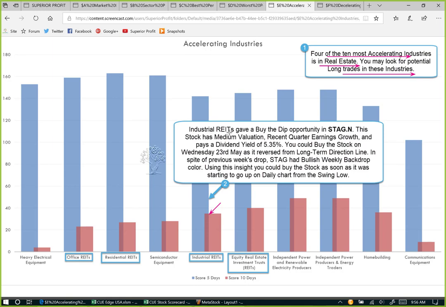Industrial REITs. Why I pick this is because we will see in the QH heat map, it was nicely transitioning in color. This gave a buy the dip opportunity in STAG. This stock has medium valuation, recent quarter earnings growth is pretty good and pays a nice dividend of 5.35%. You could buy the stock on this Wednesday, 23rd May, as it reversed from long-term direction line. In spite of previous week's drop, STAG had bullish weekly backdrop color. Using this insight, you could buy the stock as soon as it was starting to go up on daily chart from the swing low. Let's go to QH, look at this industry, drill down to the stock's fundamentals and then technicals, and explain how we could initiate a long swing trade in this stock.